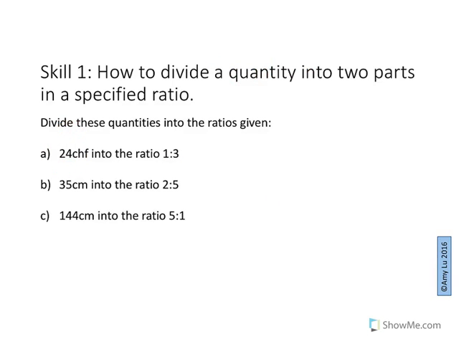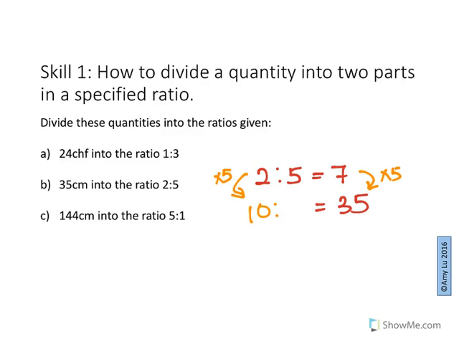So here we go. We have a ratio of 2 to 5, and together this makes a total of 7 parts. In reality, we're dividing up 35. So 7 times 5 gives me 35. So I have to do the same thing on the other side. 2 times 5 gives me 10, and 5 times 5 gives me 25. So the ratio for B is 10 to 25.